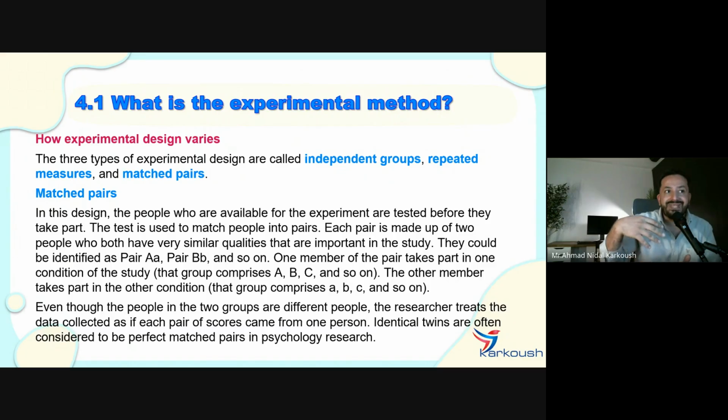Okay? So technically speaking, even though the people in the two groups are different people, the researcher treats the data collected as if each pair of scores came from one person. So in the matched pairs, we consider Farida Muhammad Tahir and Farida Muhammad Beher's results as one person. And with matched pairs, identical twins are often considered to be perfect matched pairs in psychology research. Whenever they are in doubt, they get twins immediately, and they put each one of the twins under different conditions.